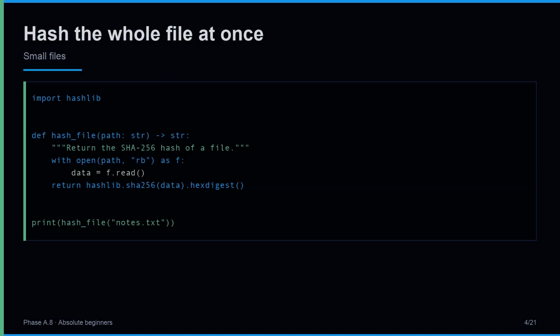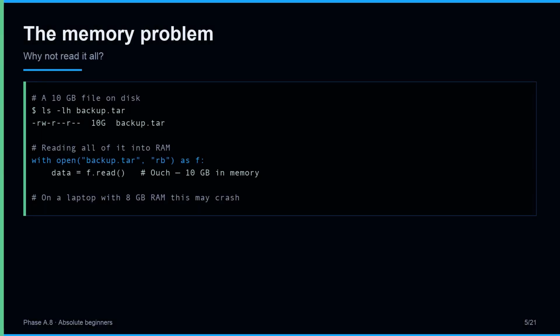Here is a clean function. hash_file takes a path, opens it in read binary, reads all the bytes into memory, and returns the SHA-256 hex. Call hash_file of notes.txt and you get the fingerprint. This works for any file small enough to fit comfortably in memory: text files, small images, config files. For anything larger we need a different approach.